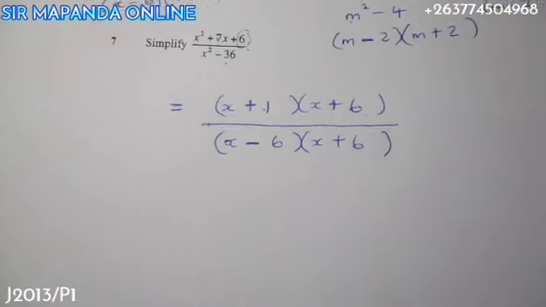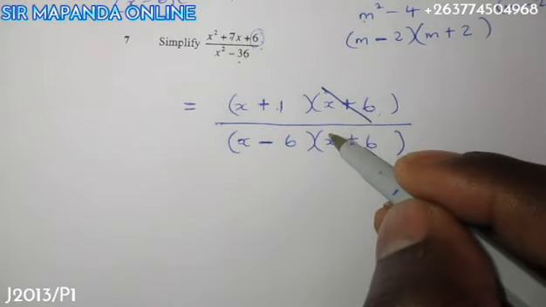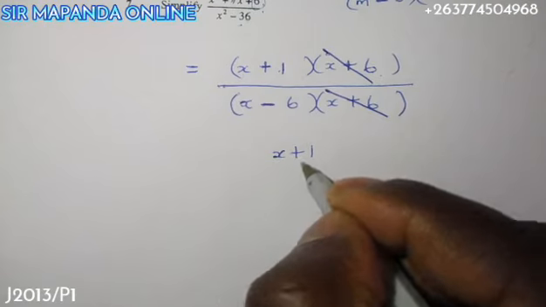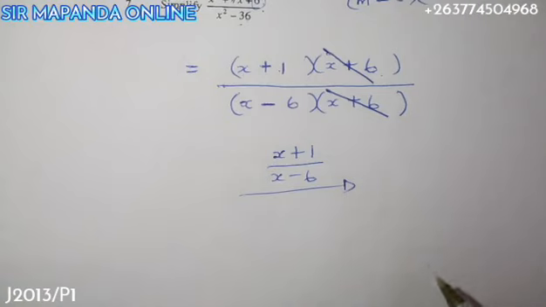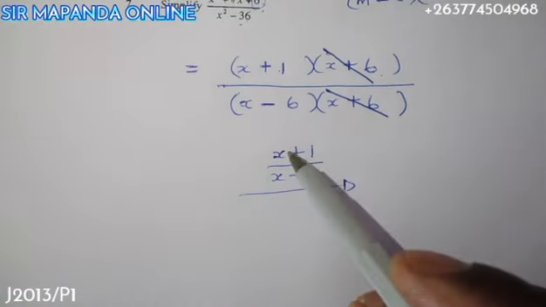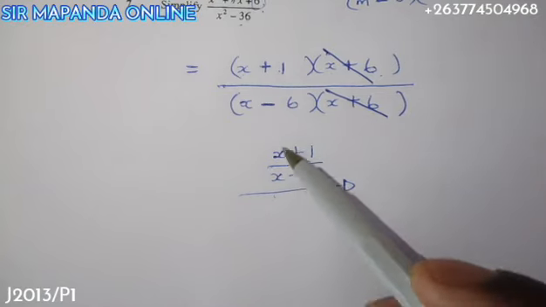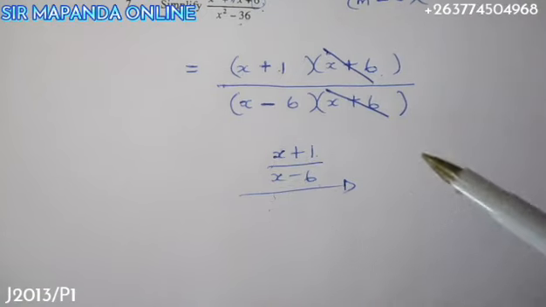So we have factorized both the numerator and the denominator. Let us cancel out common brackets. x plus 6 is common with x plus 6. So you are going to be left with x plus 1 on top and x minus 6 at the bottom. And this is your final answer. I hope you are following. So do not proceed further by cancelling x and x. No, x and x are not going to cancel out each other because we have plus 1 and minus 6. So they are not equal.